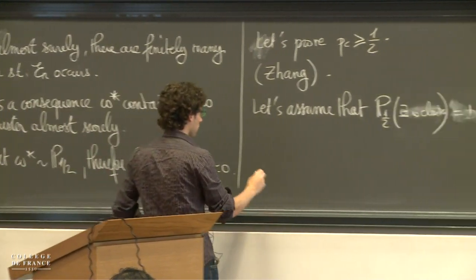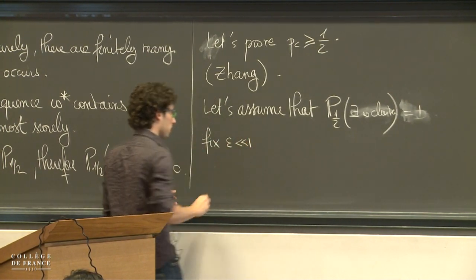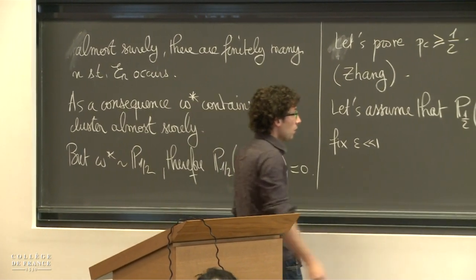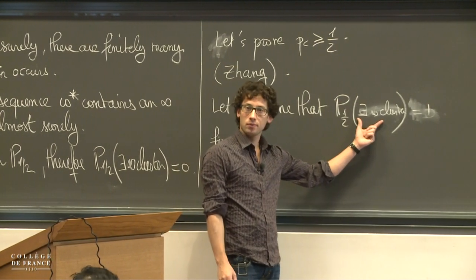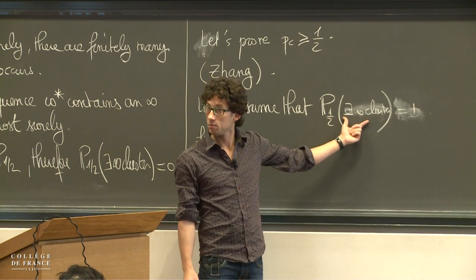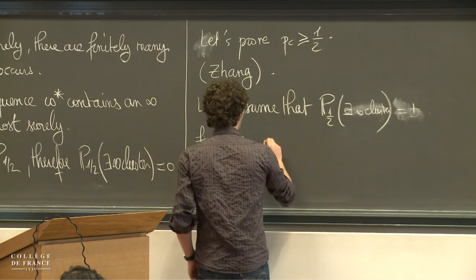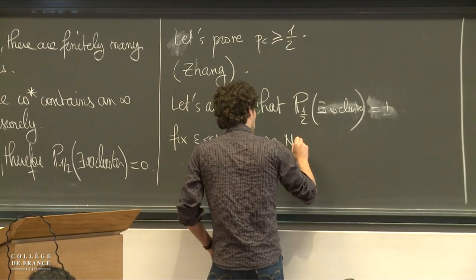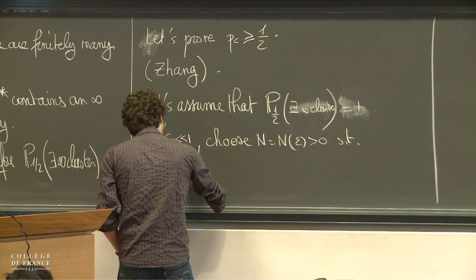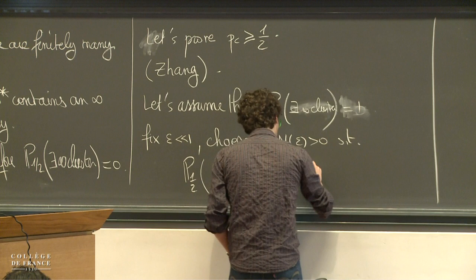Well, for any epsilon, so we are going to fix an epsilon. I'm not telling you exactly which epsilon, but a tiny, tiny, tiny epsilon. Think of 1/1,000,000,000. Then I can choose a box large enough that the probability that this box is connected to infinity is larger or equal to 1 minus epsilon. Okay, because when n tends to infinity, it tends to 1. So choose n such that the probability at 1/2 that lambda n is connected to infinity is larger or equal to 1 minus epsilon.